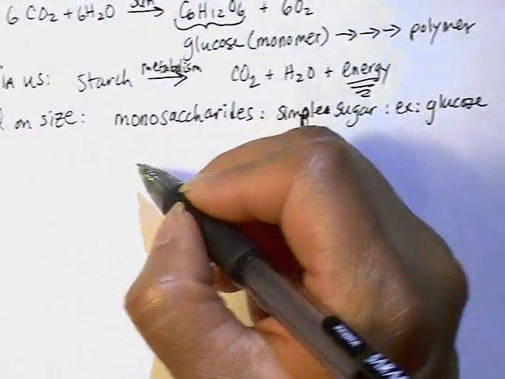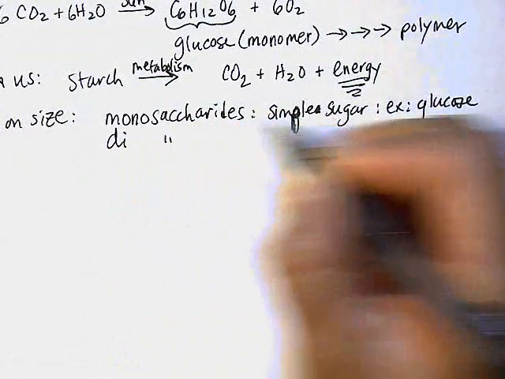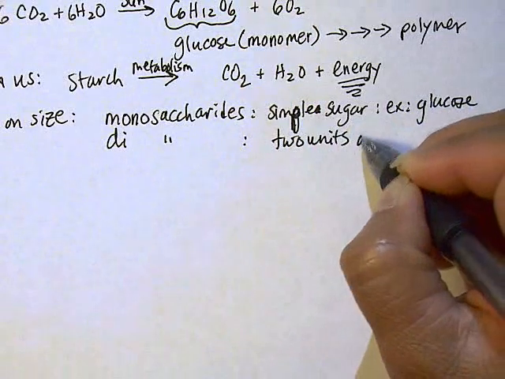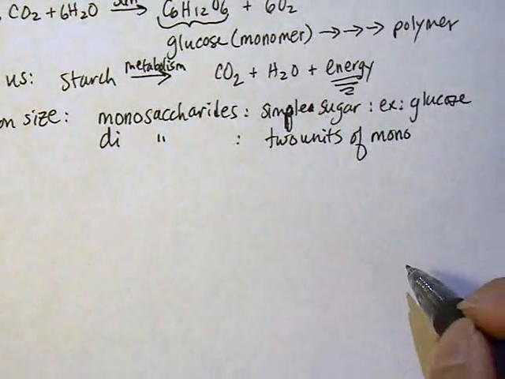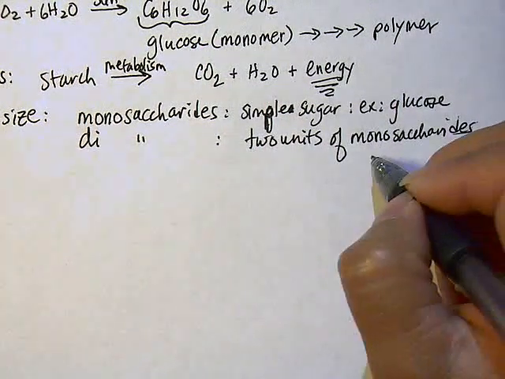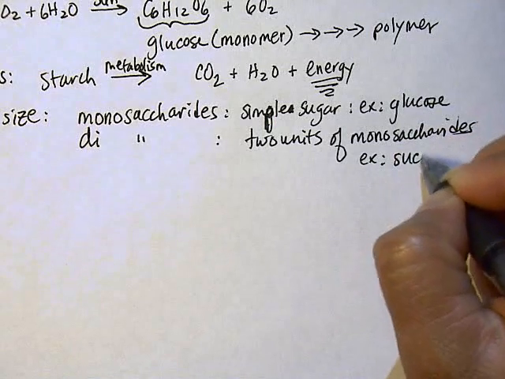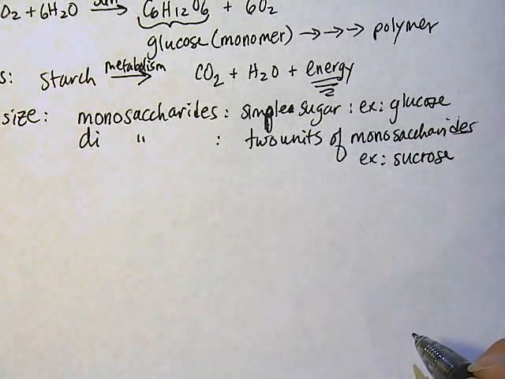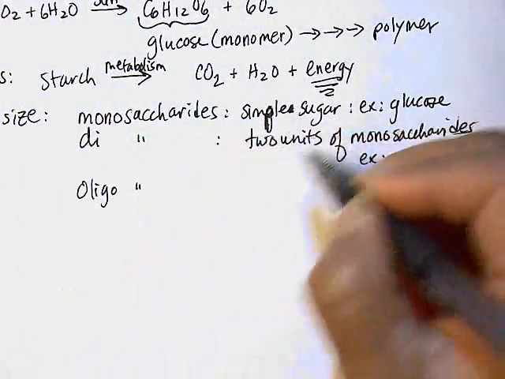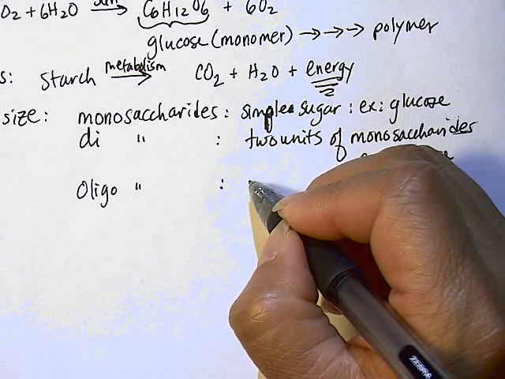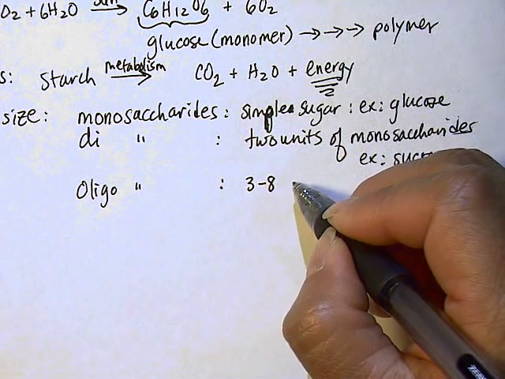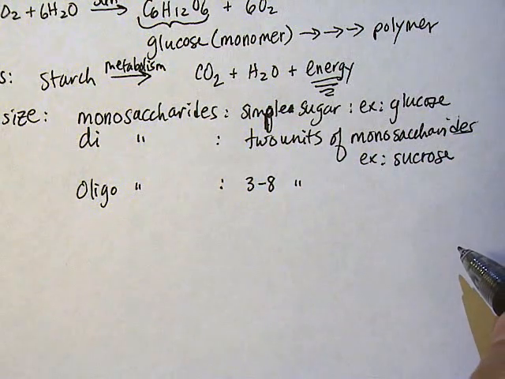All right. Now, if you go to the next size up, which would be disaccharides, these are 2 units of monosaccharides chemically linked together. An example of that would be our table sugar, which is sucrose, and we have other ones that we're going to look at later on. Oligosaccharides are just something in between, really small versus big. So it looks at 3 to 8 units of the monosaccharides.